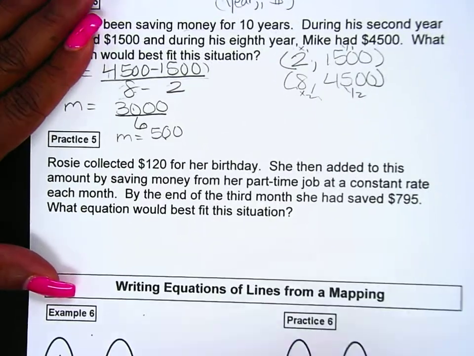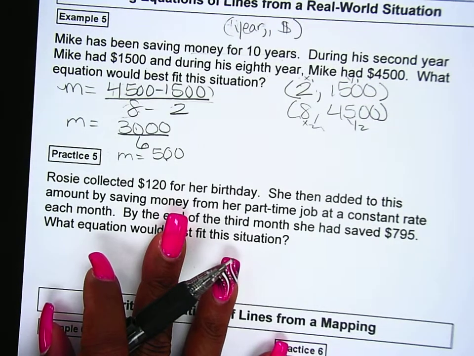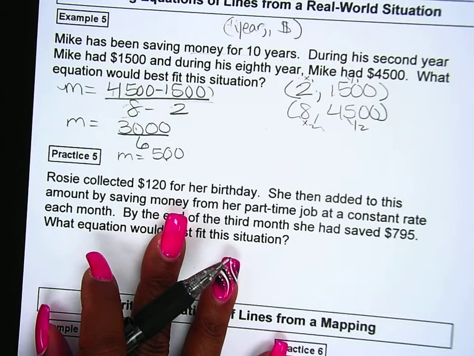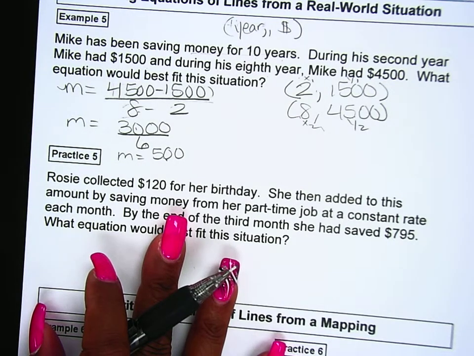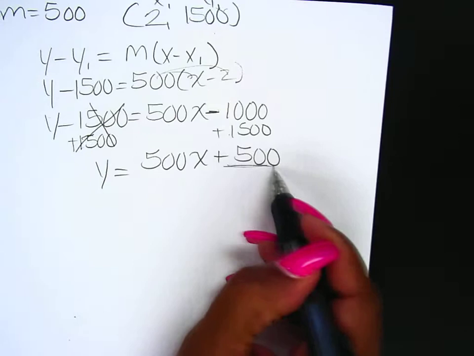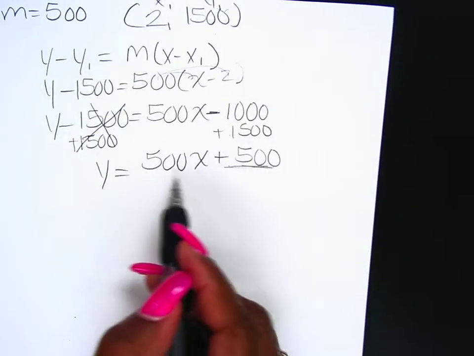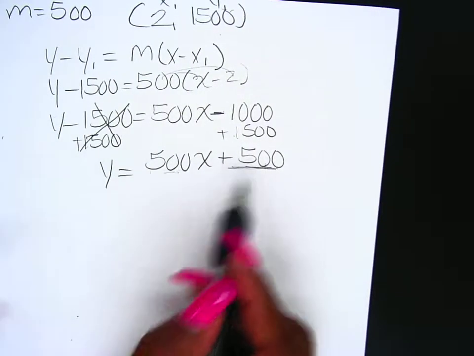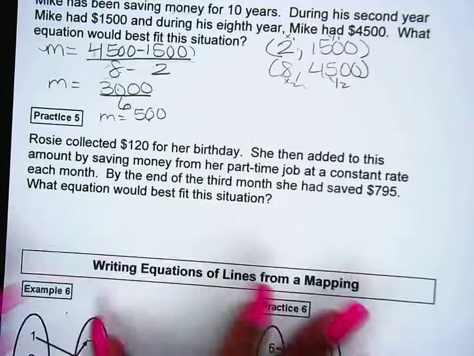So that's cool. Okay, you got it? So look, this right here, the y-intercept, tells me he started off with $500. And then each year he saved $500. So he started with $500, and each year he saved $500. So that's pretty good. So what do you need to do? Pause the video or stop it, because this is the end.